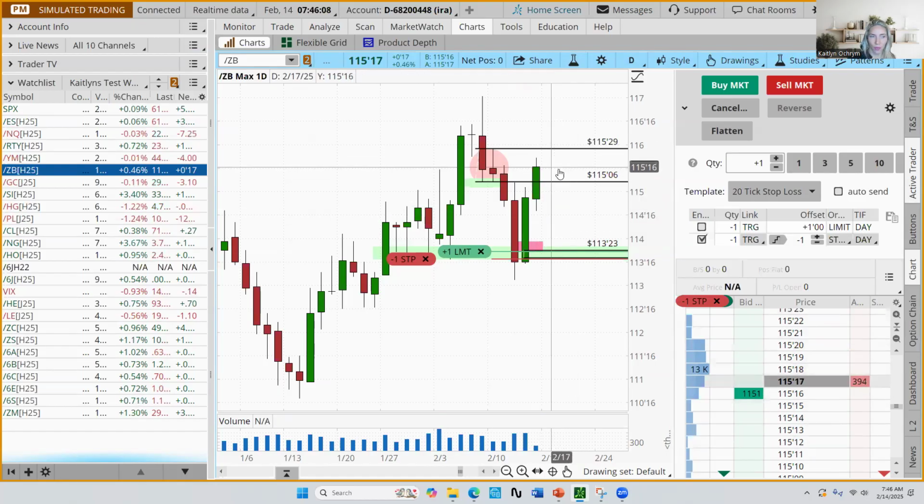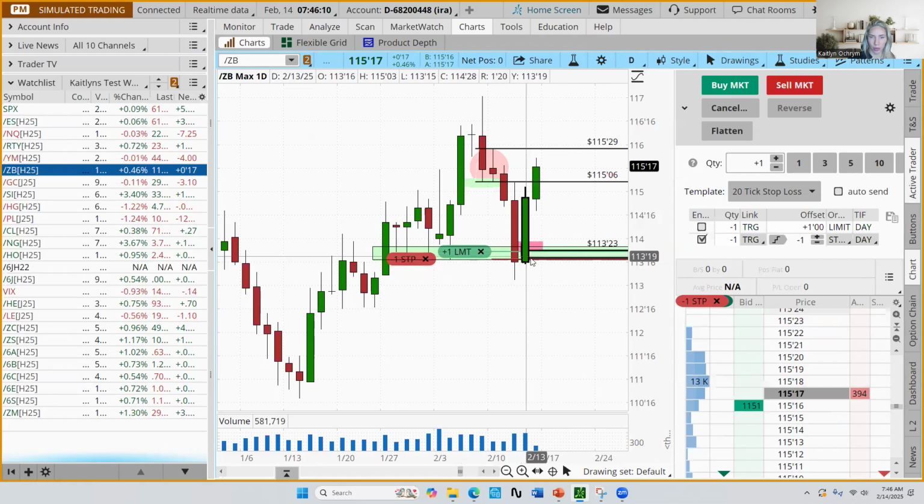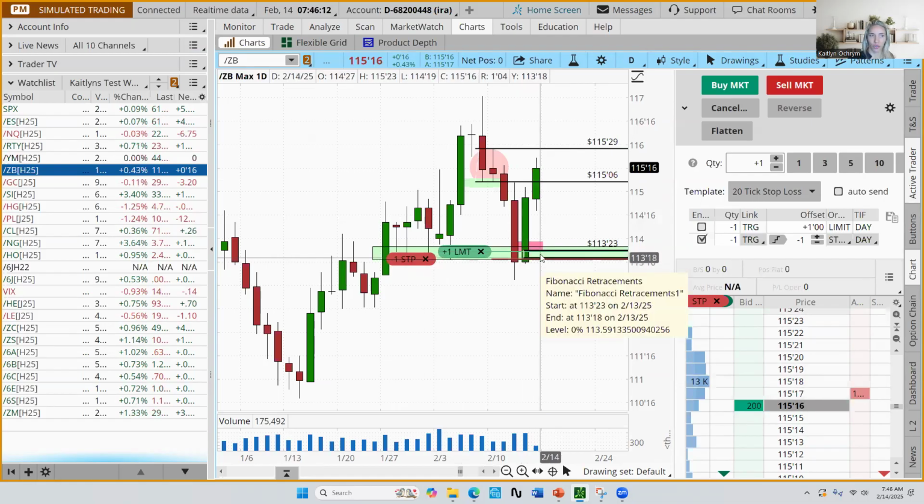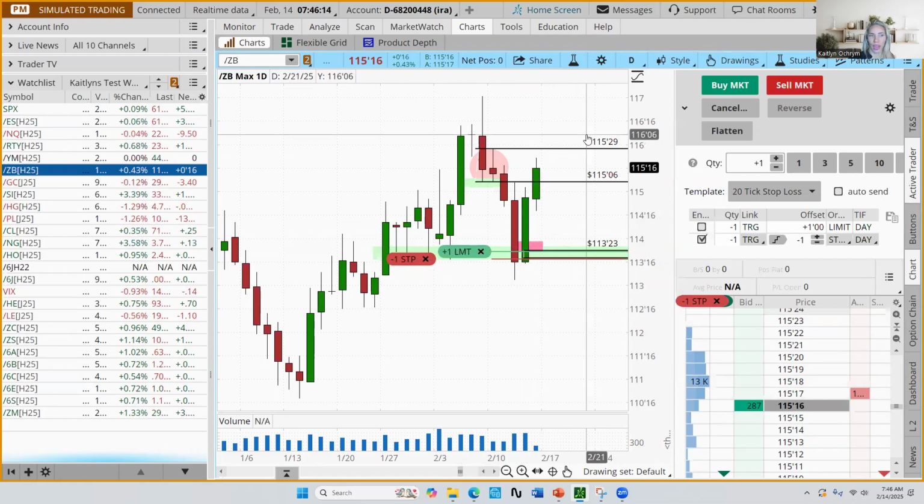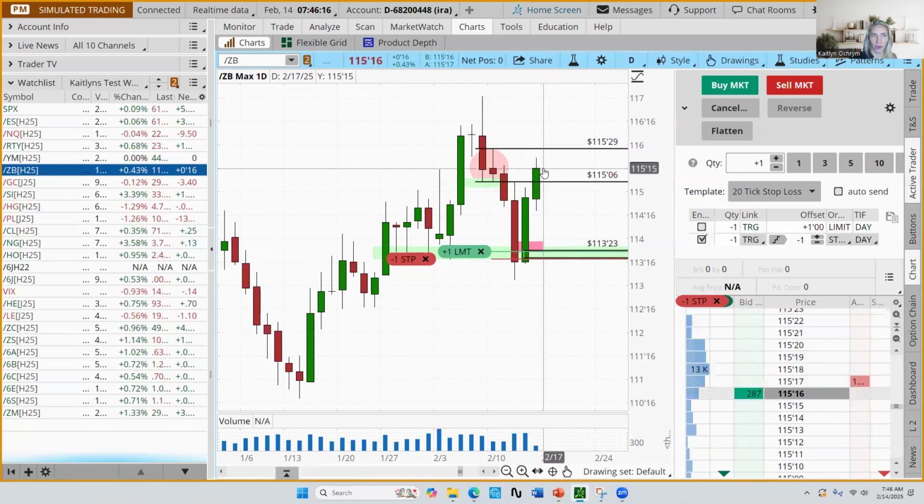Ideally, price pulling back down to this 2-candle flip or this zone would give us the best entry to go long again. If you're staying in this trade, just be aware that price theoretically could come all the way back down to this 2-candle flip.